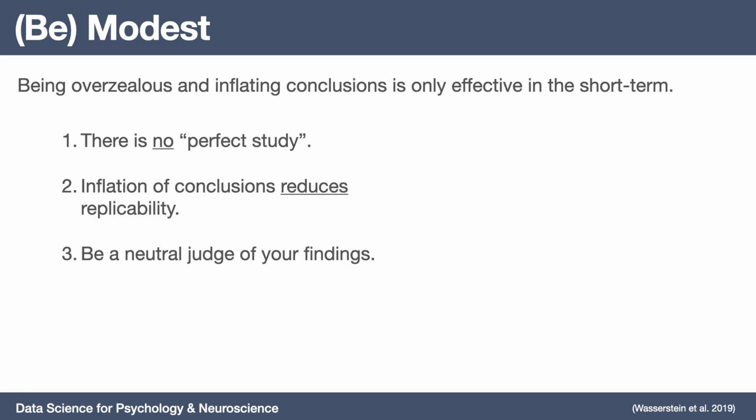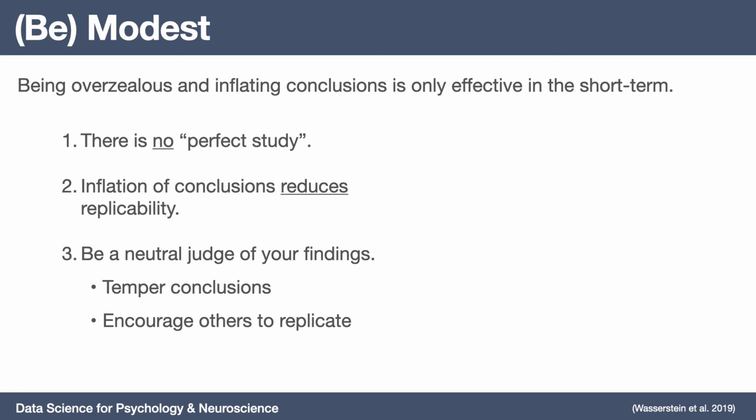You want to be a neutral judge of your findings. You want to temper your conclusions. You want to say why a statistically significant effect might actually be a false positive. You want to say why a statistically non-significant effect might be a false negative. You want to encourage as much as possible others to replicate your work, and this is the open science practices. You want to give your data. You want to have others work with your data, work with your methods, and show that they could do the same thing.